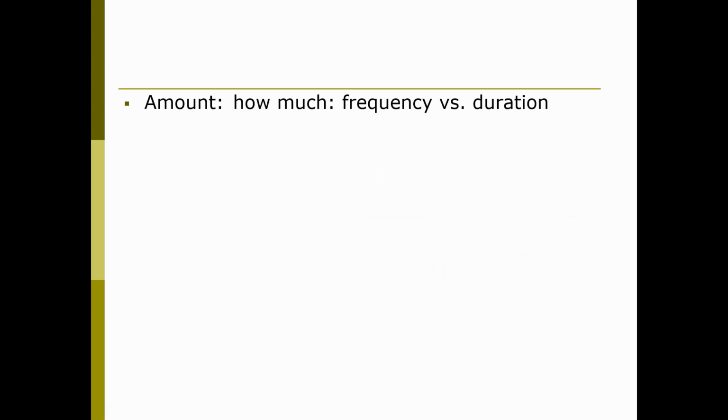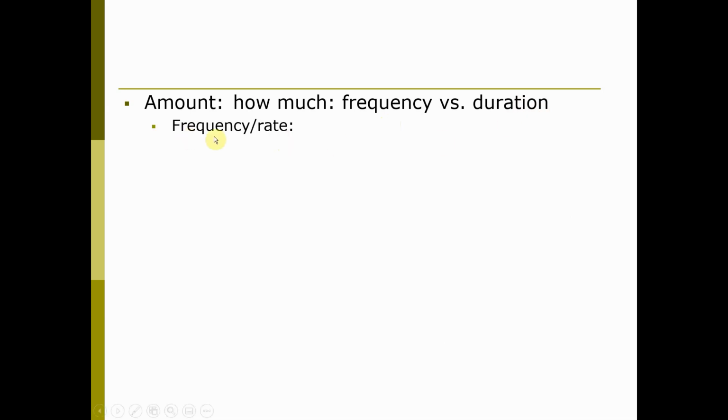So another way to assess a behavior is by looking at how much the behavior occurs. And there's a distinction here between frequency, how many times a behavior occurs, and duration, which is how long the behavior occurs. So let's talk about both of these, and you could think about if one of these would be more appropriate for your own target behaviors.